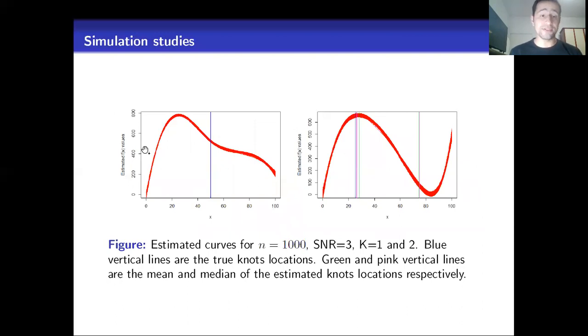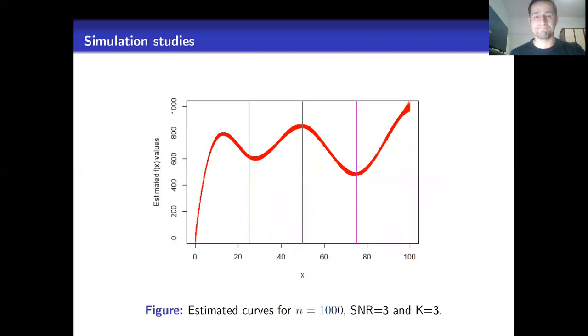Here we have the curve estimates when we have 1 internal knot, 2 internal knots. Vertical lines are the true position in blue, mean and median estimates in pink and green. Here is the result, the estimates for 3 internal knots.